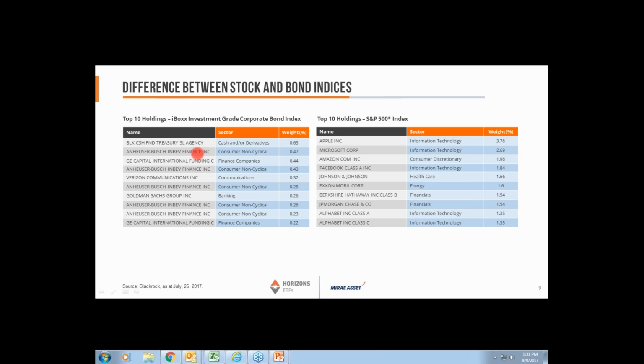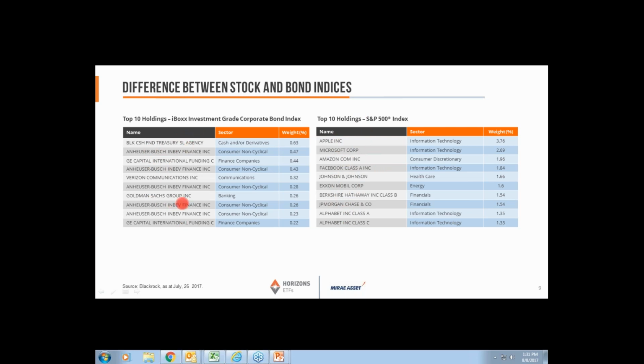So very different, right? If we look here, we have GE, a number of lines of Anheuser, there's Goldman Sachs, none of the same companies here, right? Because these companies actually probably have fairly low debt loads. They have high cash. These are large companies. These are companies that can service a lot of debt.